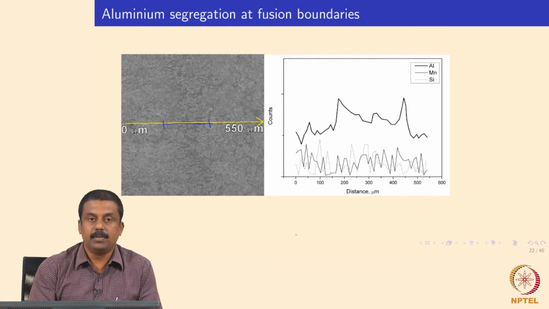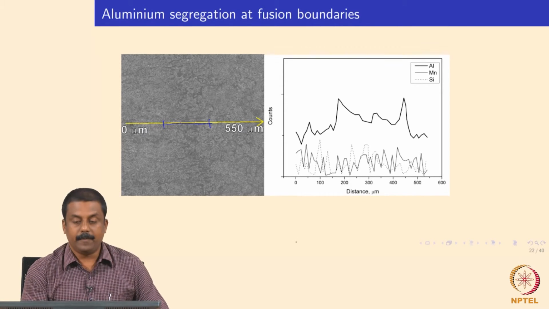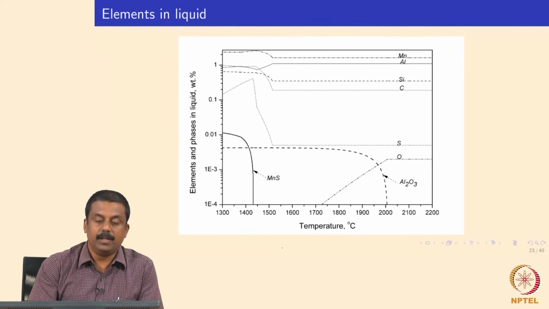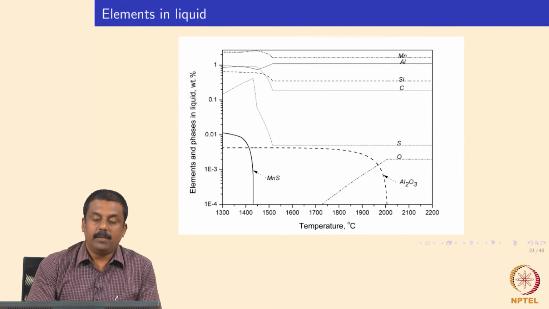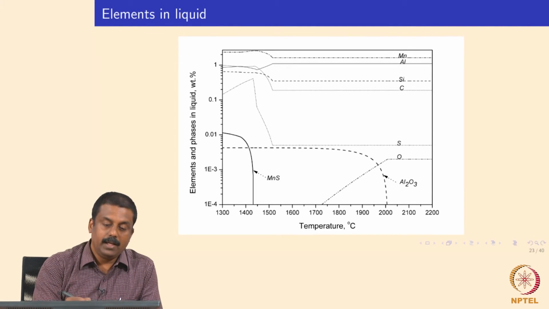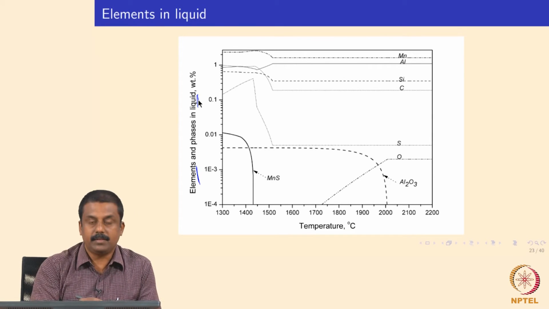So what does aluminum do when aluminum is present in the pool when solidification happens? In this system, aluminum is the only alloying element which actually partitions to the delta ferrite during solidification. If you look at the graph I show here, it shows the amount of elements and phases present in the liquid as a function of temperature.